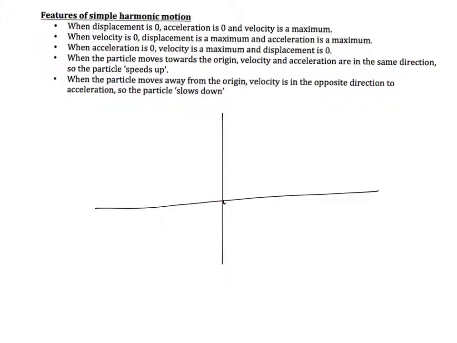So when the particle moves towards the origin, velocity and acceleration are in the same direction, so when we're coming down this way, the particle speeds up. But when the particle moves away from the origin, like up here, velocity is in the opposite direction to acceleration, so the particle slows down.